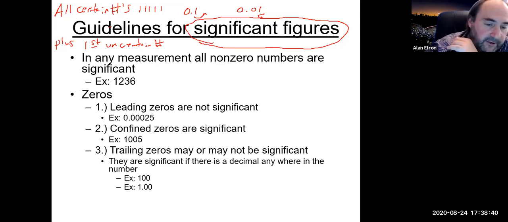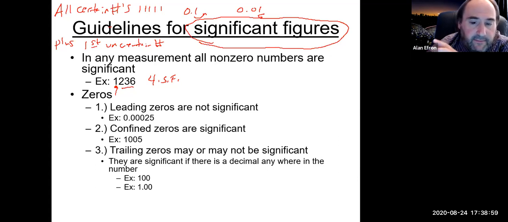So for example, here we will start counting here. This is our first non-zero number. And then obviously all the rest of these are non-zeros. So this guy would have 4 significant figures here. They would all be significant. So that's pretty simple. Any number that is not a zero is always going to be significant. And you do want to obviously count them. And the important part, though, is you don't want to start counting until you hit that first non-zero number going left to right on a number pretty much.